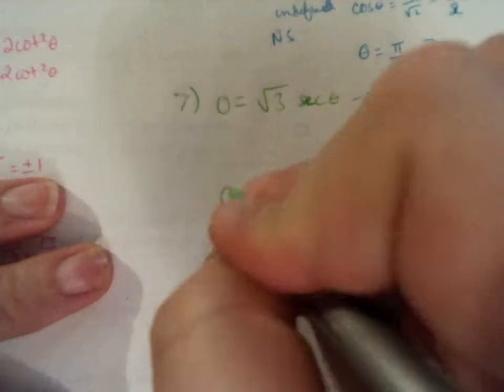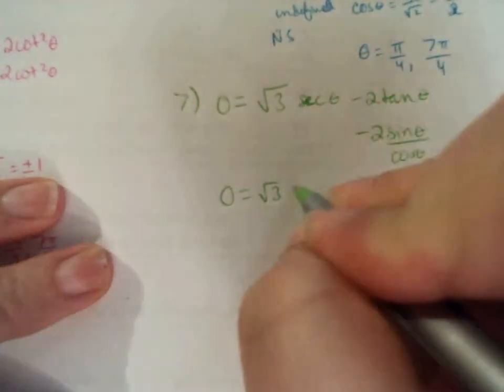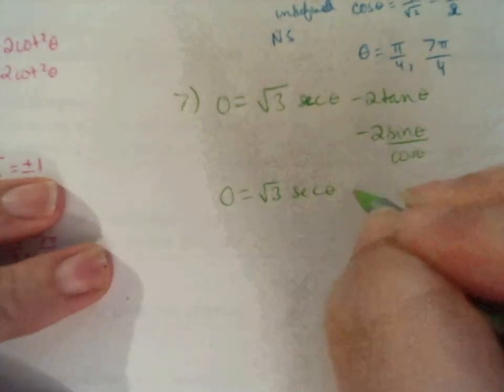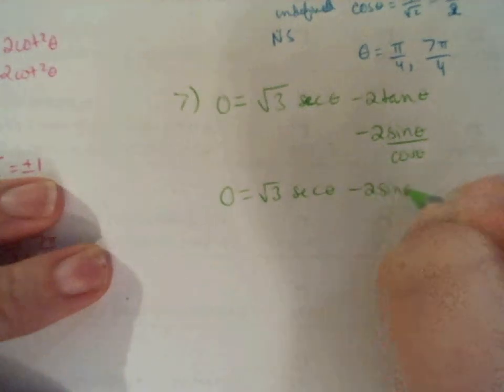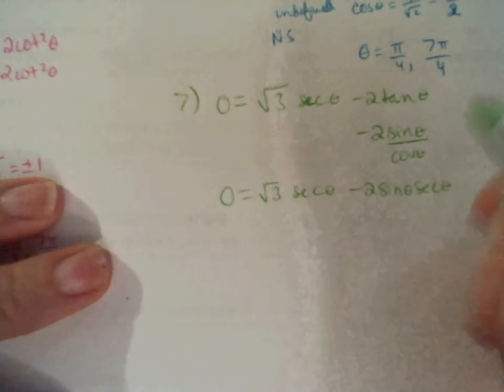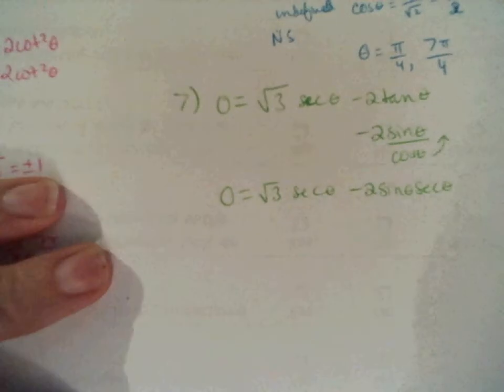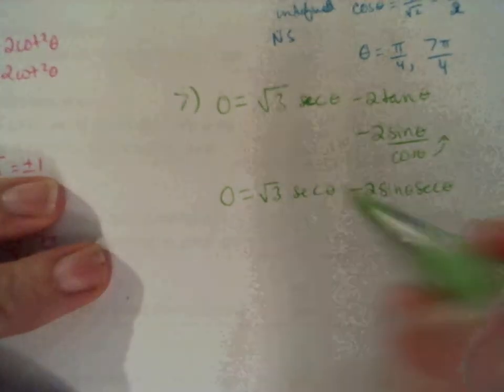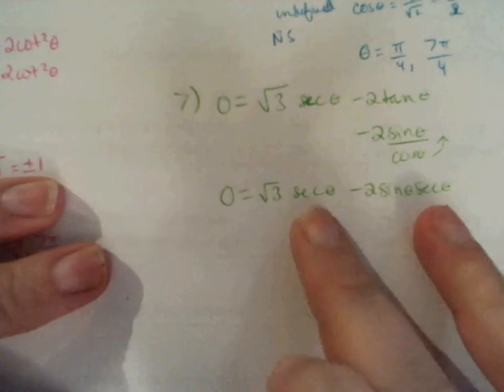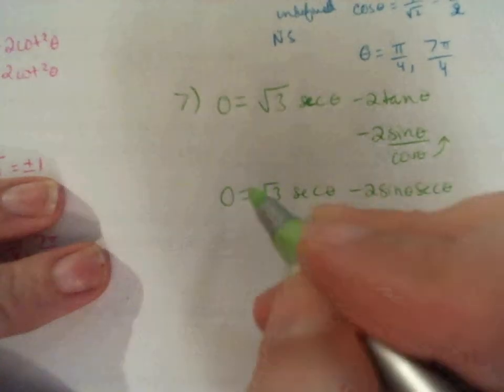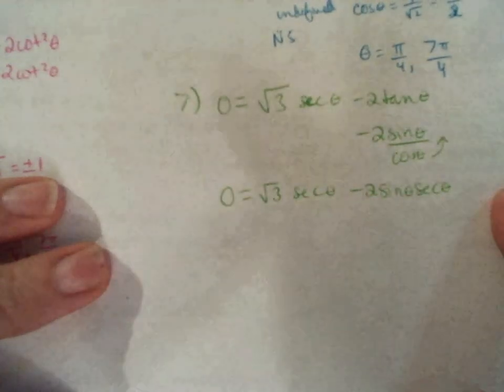I'm going to say 0 equals the square root of 3 times secant of theta minus 2 sine times secant. So I'm going to bring that cosine up as a secant. And then I've got 2 terms, this term and this term, and they both have a secant in them, so I'm going to factor it out. And in fact, I'm going to move the equals 0 to the other side because it doesn't matter.